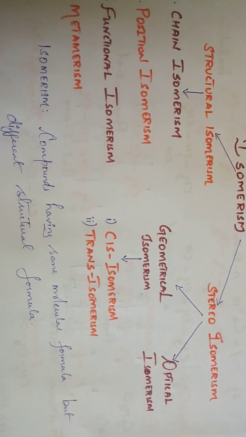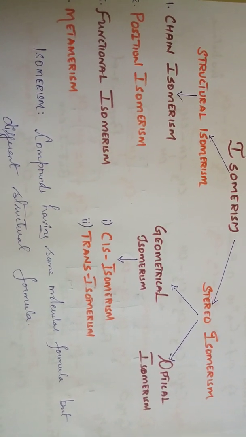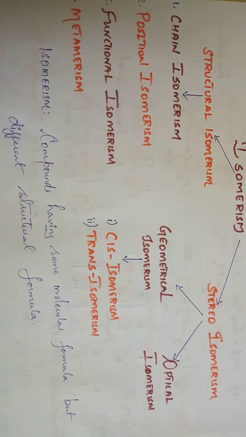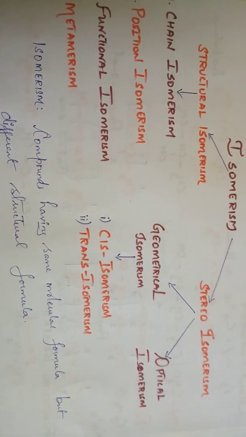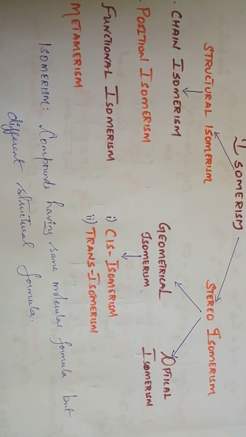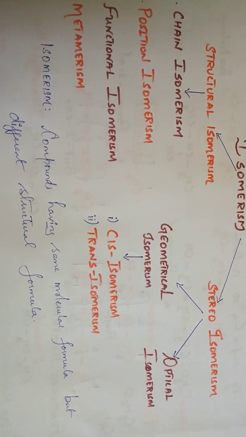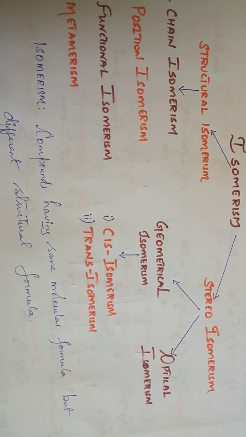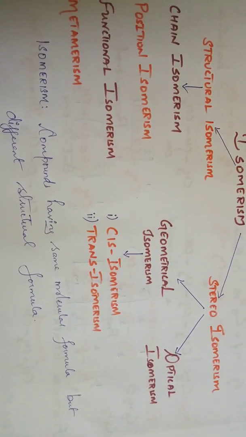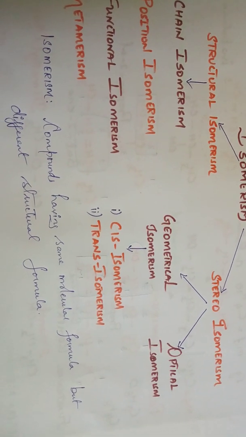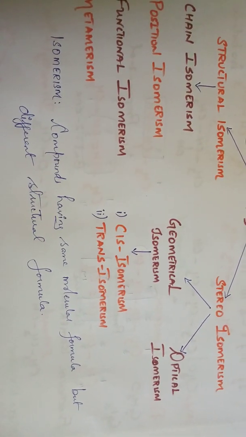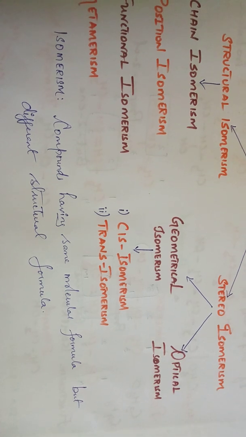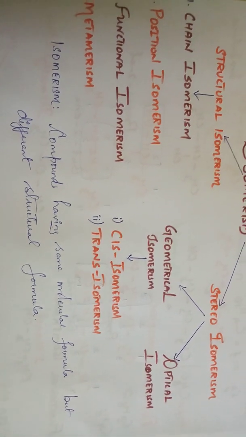Good morning everyone. In this video we will discuss what isomerism is and its types. Generally we know iso means same, with different compounds and structures. Therefore the definition of isomerism is: compounds having the same molecular formula but different structural formula are defined as isomers.